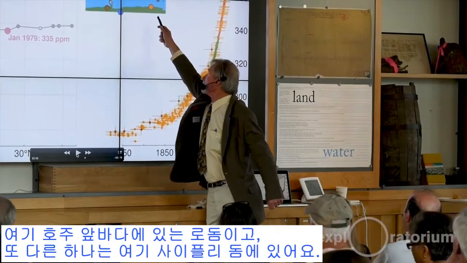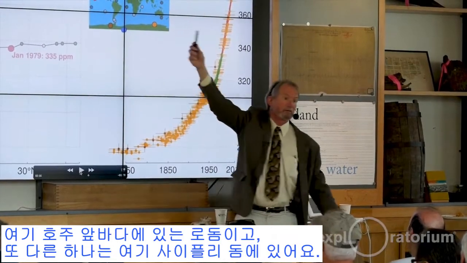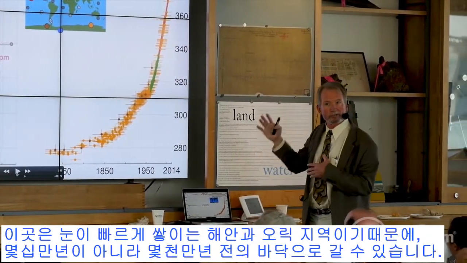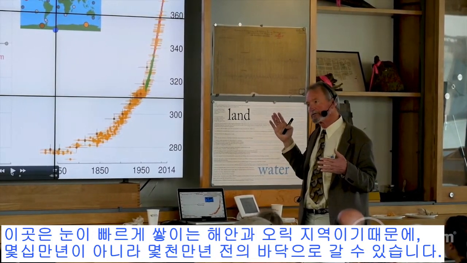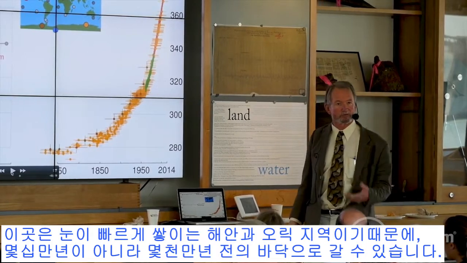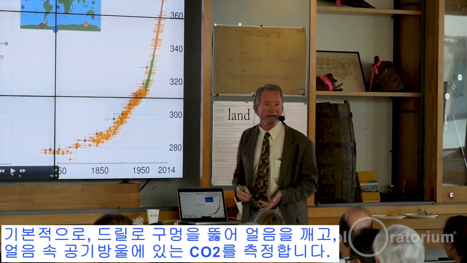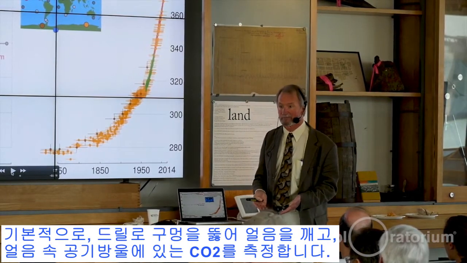There's one here at Law Dome, offshore of Australia, and there's the other one here at Siple Dome. These are coastal Antarctic sites with rapid snow buildup, and so you can go back in a recent time, maybe not hundreds of thousands of years, but a few thousand years before you reach the bottom. Basically, you drill in and you take a piece of ice, you grind up the ice, and you measure the CO2 that's in the bubbles in the ice.